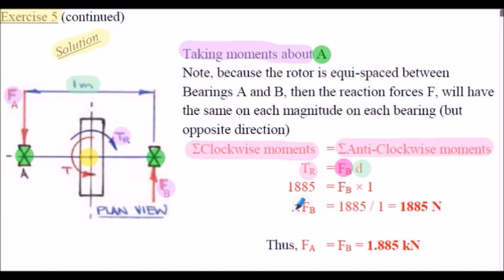So inserting the values, the reaction couple is 1,885 Newton meters, distance D is 1 meter. So rearranging, we can find the force in the bearing. It's actually 1,885 newtons due to the geometry used here. So FA and FB from above are the same value. Just specified it in kilonewtons here.